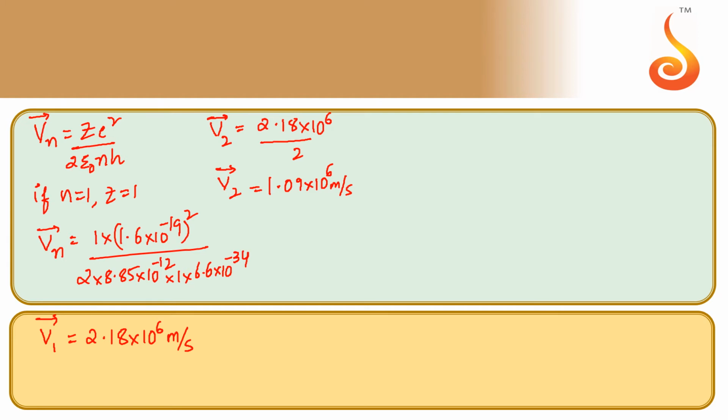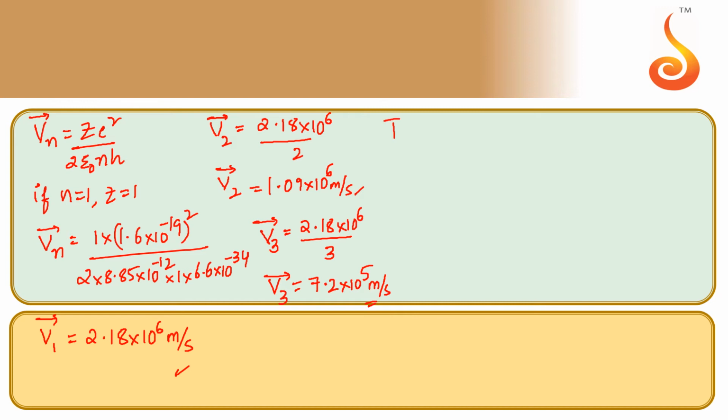And we need to calculate the velocity of the electron in the third orbit, where n is 3. That means 2.18 into 10 power 6 by 3. Therefore, we get the velocity of the electron in the third orbit as 7.2 into 10 power 5 meter per second. So we got the velocity of the electron in the first, second and third orbits. We need to calculate the time periods.